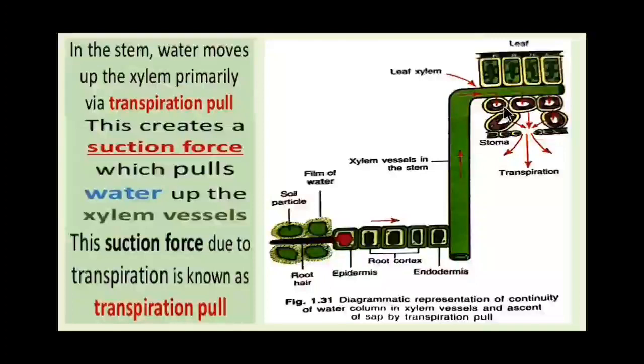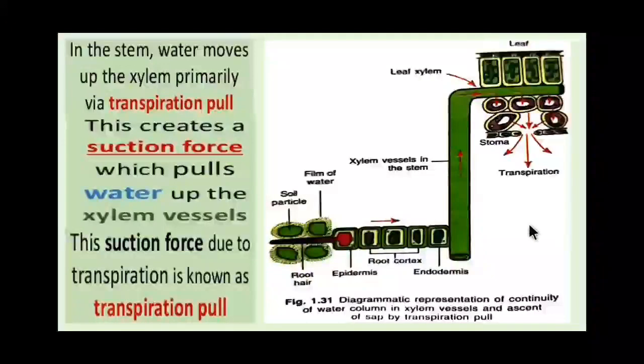Now, transpiration is the loss of water in the form of water vapor from the aerial parts of the plants. In the stem, water moves up the xylem primarily via transpiration pull, which creates a suction force which pulls water up the xylem vessels, and this suction force due to transpiration is known as transpiration pull.